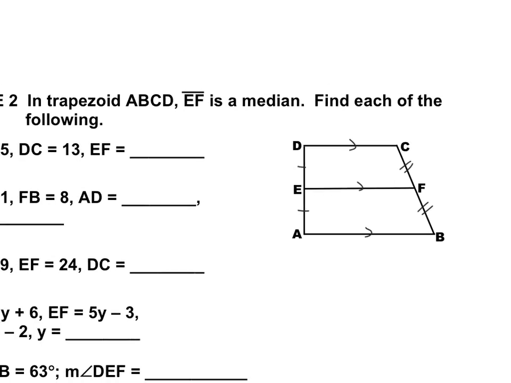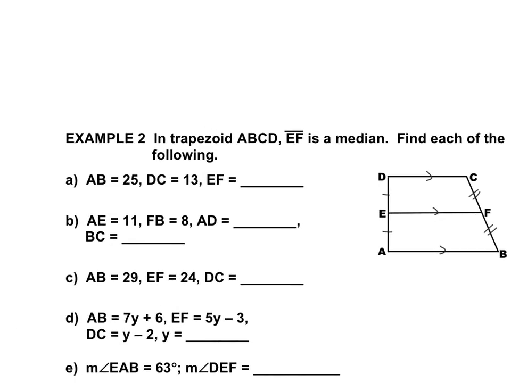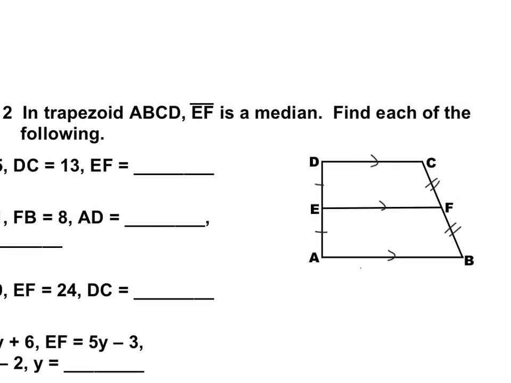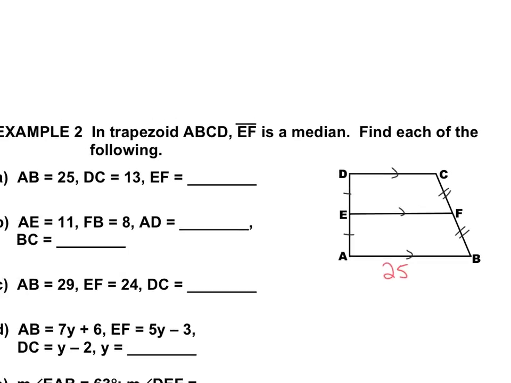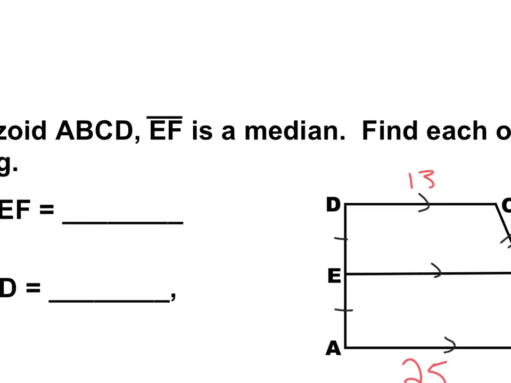Okay, so hopefully that'll help me in just a second. I think it cut out for a second there. I'm going to go ahead and fill in AB is 25 and DC as 13. They want me to find EF, which is the median. So that one's fairly easy. I take the bases and I add them together and I divide them by 2. 13 plus 25 divided by 2 will give me the median's length of 19.